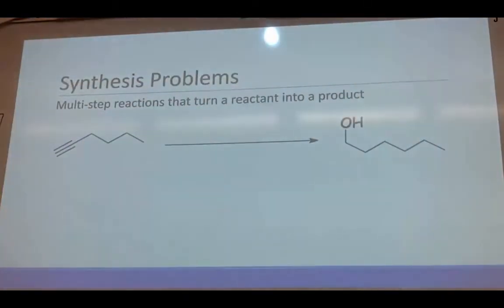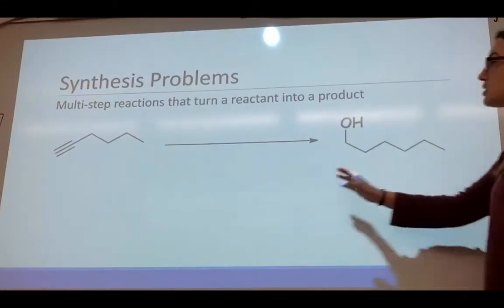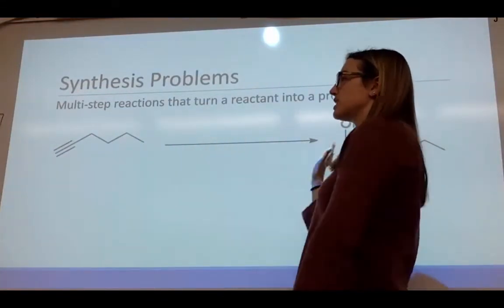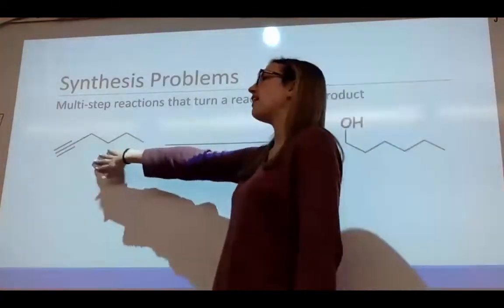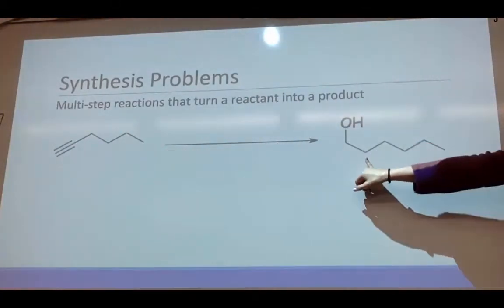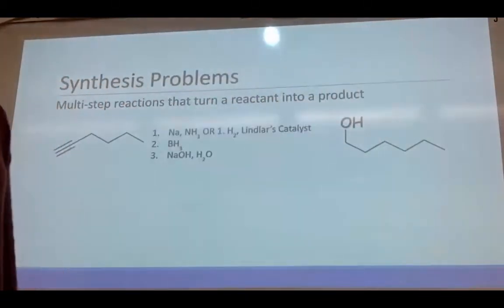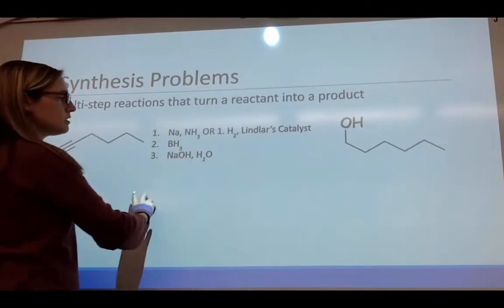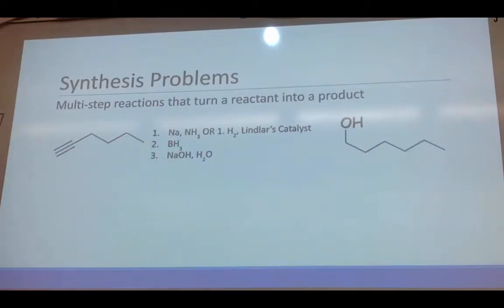So this is taking a reactant and turning it into a product. But for these synthesis problems, these are multi-step reactions. So this looks like a single step, when in reality, we would need multiple steps to take this starting terminal alkyne and end with an alcohol. And so what we're going to do is look at how we would know all of these steps to take this terminal alkyne and end with this alcohol. So we're going to look at the different things that we would need to look at.